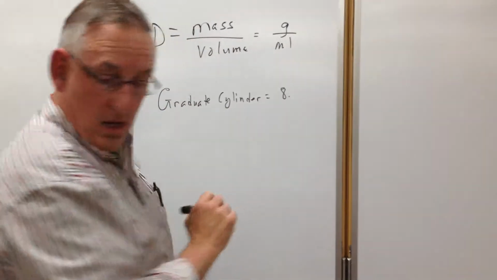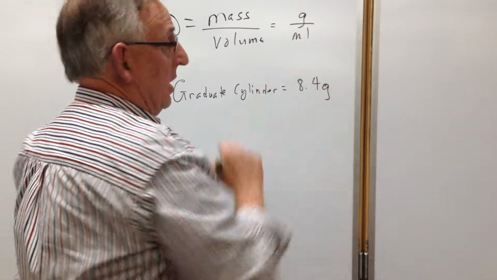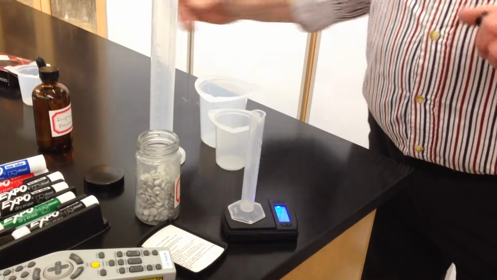So the graduated cylinder by itself is 8.4 grams. So you can see with this balance, if you wanted more significant figures, you will not get that with this.